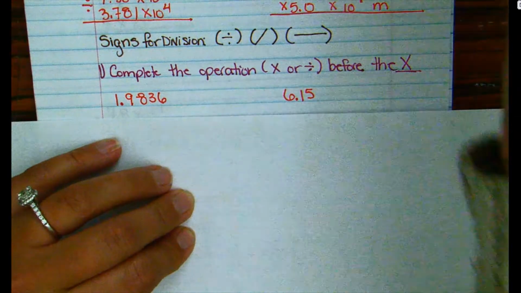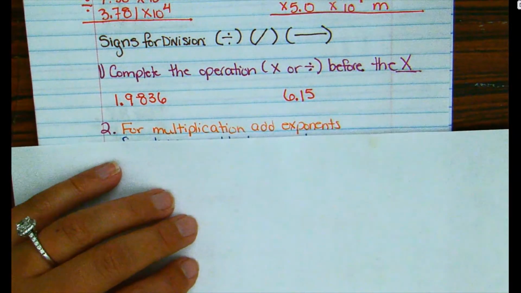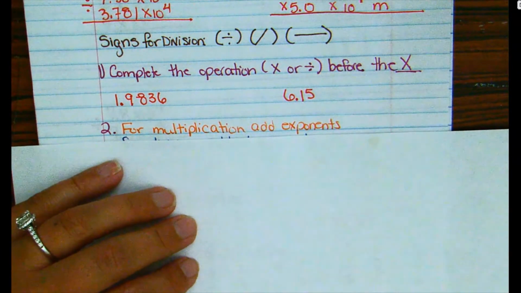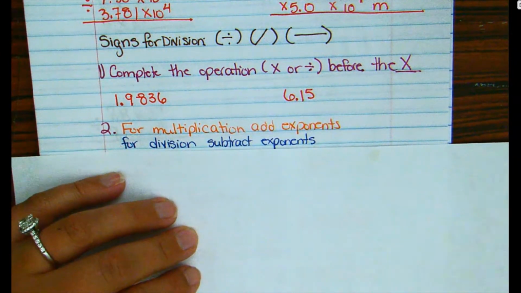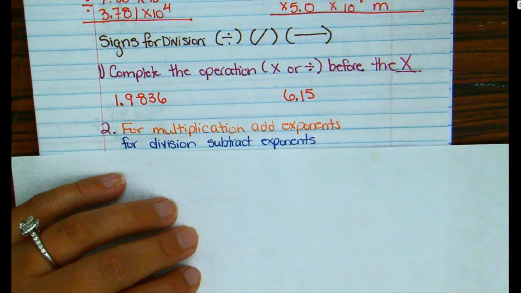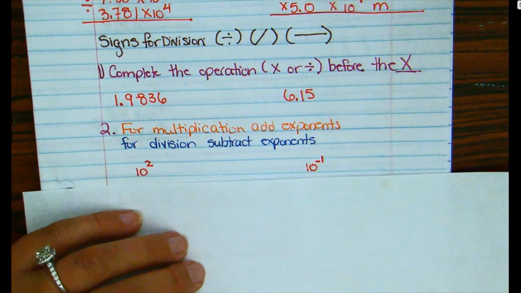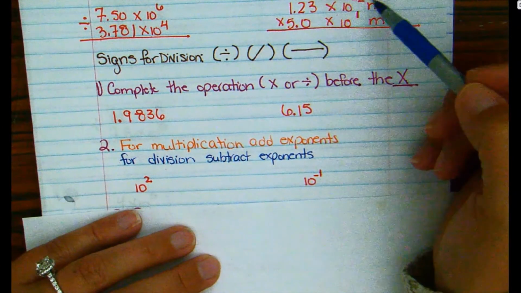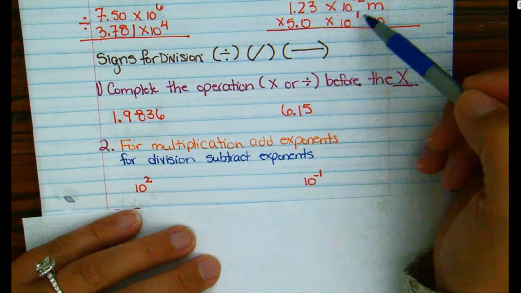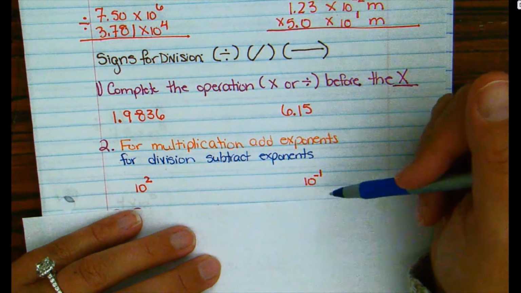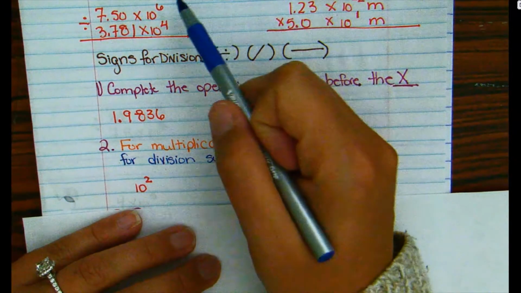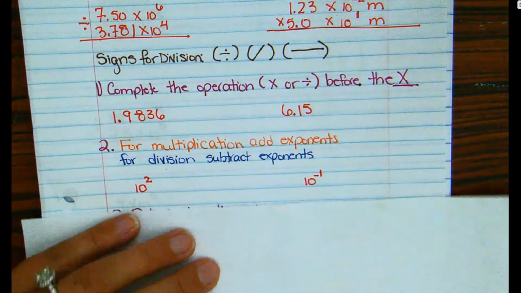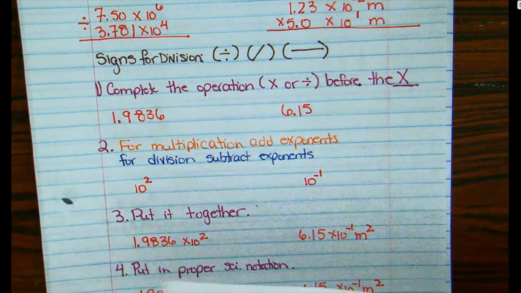The next step is, for multiplication, you're going to add the exponents. And for division, you're going to subtract the exponents. So for the initial setup, for the multiplication, minus 2 plus 1 is negative 1. 6 minus 4 is 2. Then you're going to put it all together.